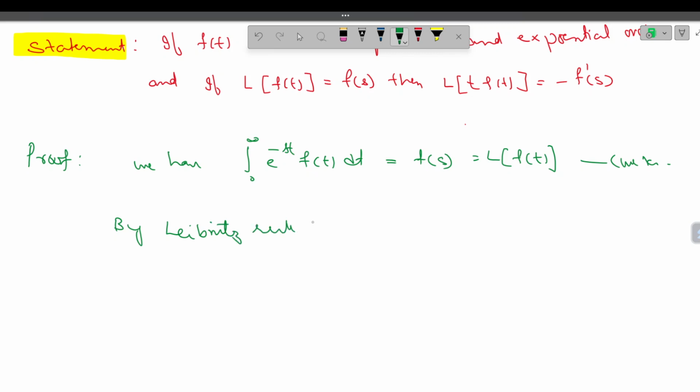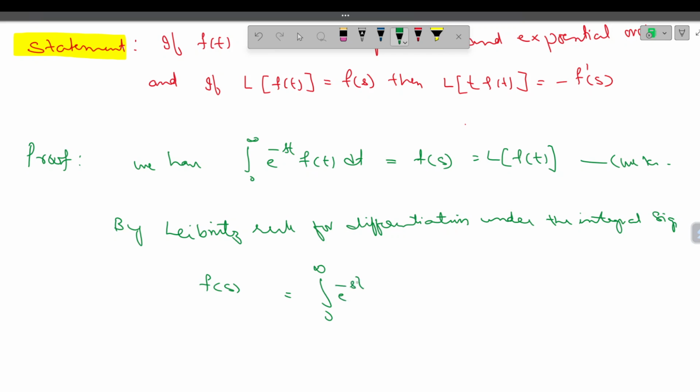the Leibniz rule for differentiation under the integral sign. What we have, F of s equal to the integral from 0 to infinity of e to the power of minus st f of t dt. By the Leibniz rule, we are differentiating both sides by d by ds.